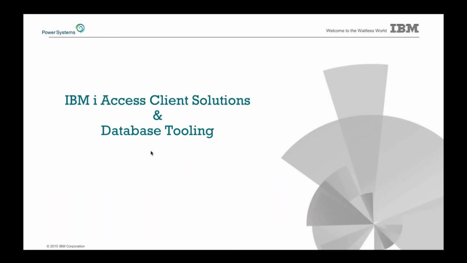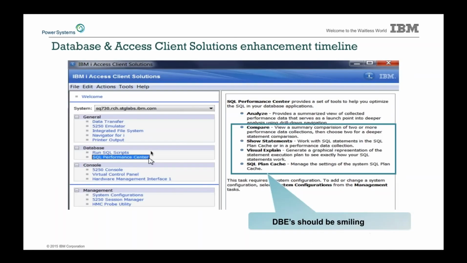So some of the things that we've done along the lines of tooling for your database engineer. There's been some things that we've delivered earlier this summer in Access Client Solutions, and these things were finally announced in this October announcement. So your database engineer should have quite a lot of useful information now already available to them in the ACS M6 delivery.